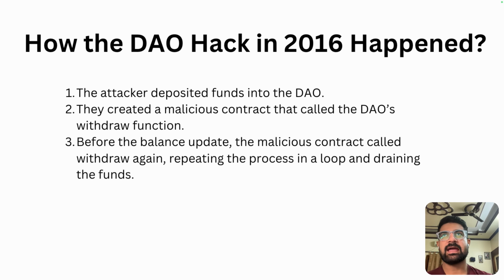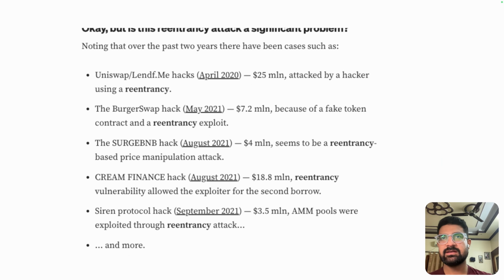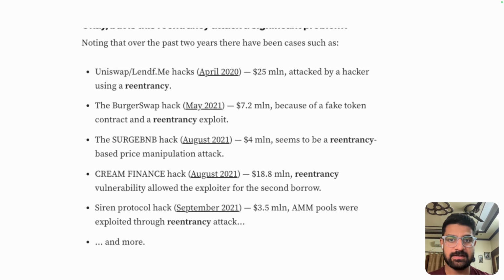And how the DAO attack happened in 2016: the attacker deposited funds into the DAO. They created a malicious contract that called the DAO's withdraw function. Before the balance was updated, the malicious contract called the withdraw function again, repeating the process in a loop and draining the funds. Okay, but is the reentrancy attack really a significant problem?